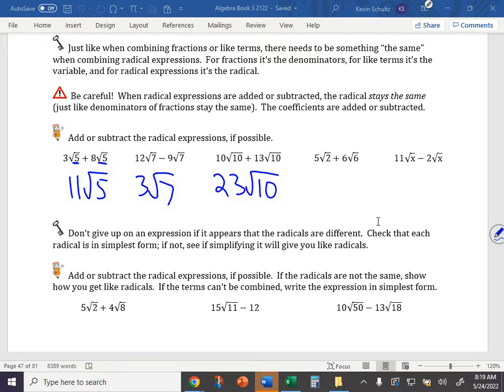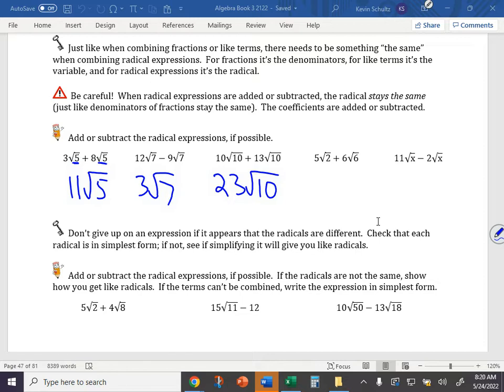5 root 2 plus 6 root 6. The roots aren't the same. And so, like fractions, we have the opportunity potentially to make them the same. And the only way we can make them the same is by simplifying them. Okay? We can't multiply this one by root 3, because then what would we have to do to 6 root 6? Multiply by root 3 also, right?